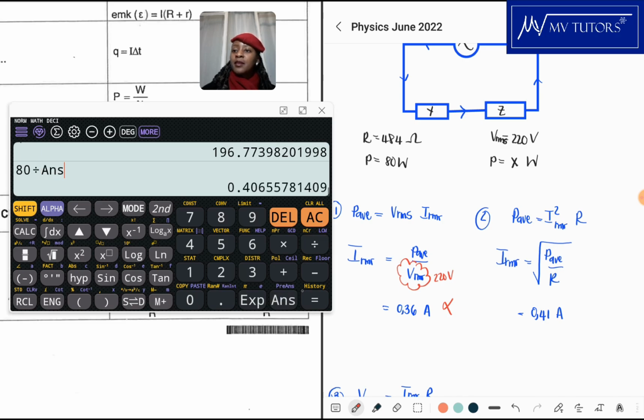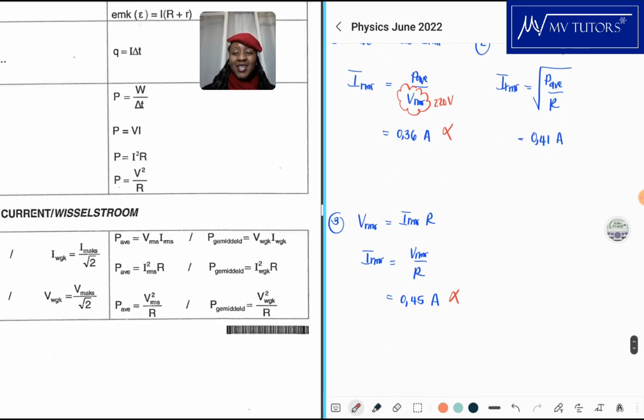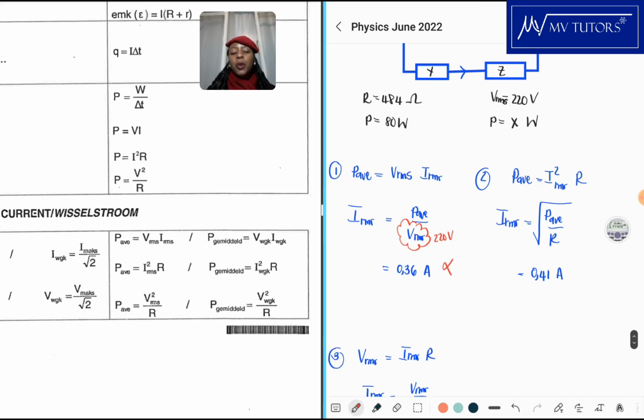So, yes, 0.41. So you would have to change first the VRMS. Do not use 220 because things changed. Conditions changed. Okay, so if you want to know which equation you should go for, go for the equation where the values that you substitute are values that you are sure of. We are sure of the P average, all right? It is 80 watts. We are sure of the resistance because they said it didn't change, which is 484. Or provided you actually got 484 in your previous answer.